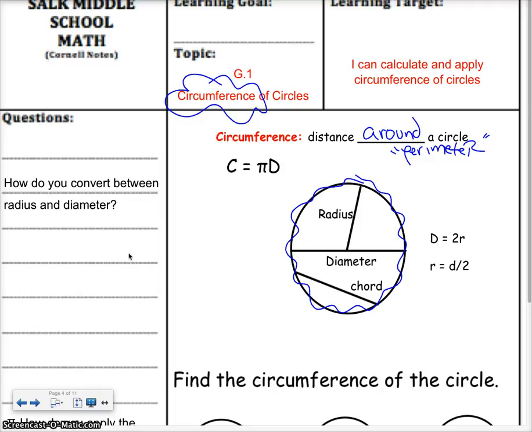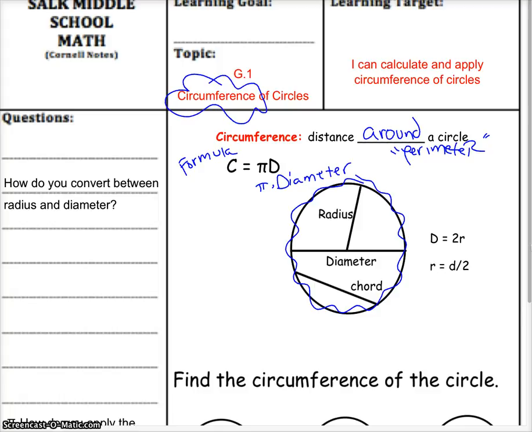The circumference formula, right here, here's your little formula. It's kind of hidden, hard to see, it's not standing out. The formula is pi d. That means pi times diameter. That is the formula for the circumference of a circle.